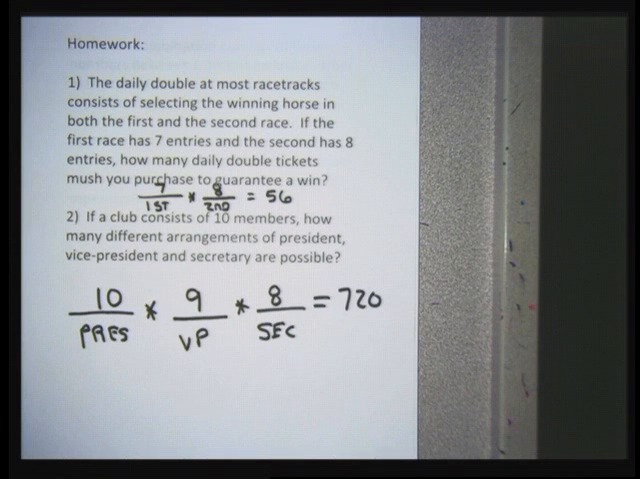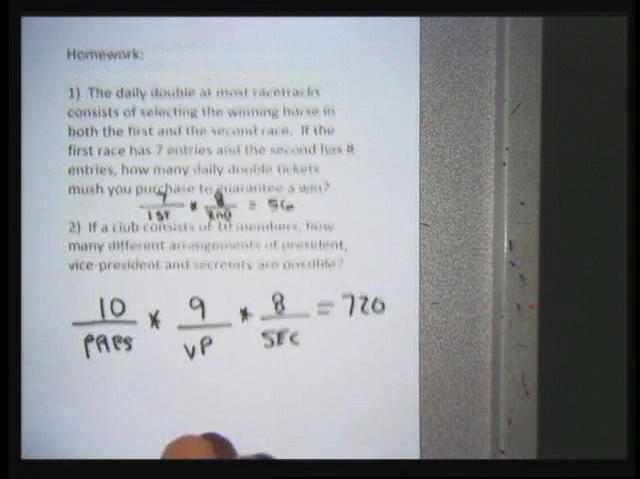I would suspect you'd lose money if you did that, probably it wouldn't pay more than $56, in a small race like that.